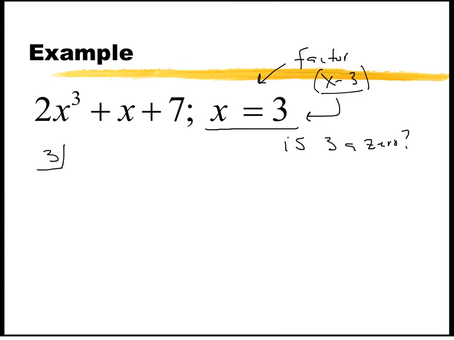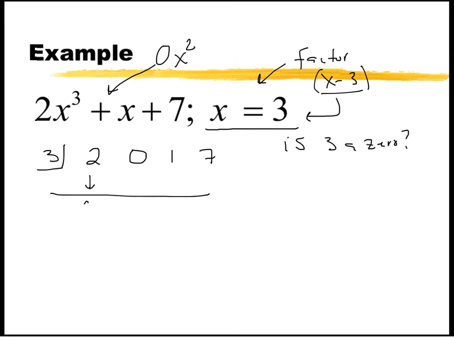And so what we do is we put 3 in this, we create a little kind of box here. 3 is what we're plugging in. And then we're going to list the coefficients. Now remember, there is no x squared term, so we put 0 in. If we don't do that, it's going to mess up our synthetic division process. And so we have the 2 from the x cubed, the 0 from the x squared, the 1 from the x, and the 7 for our constant.